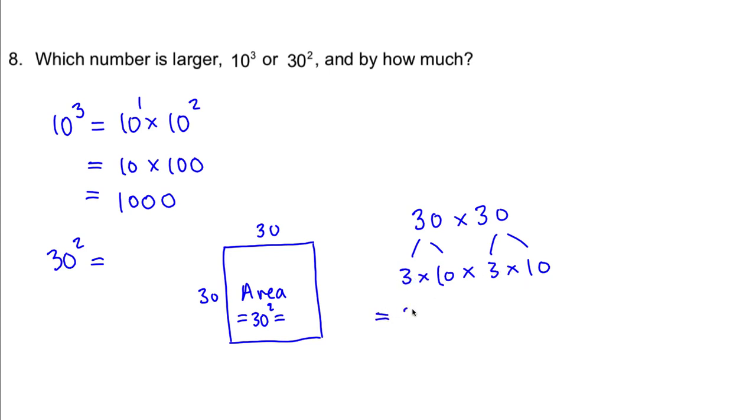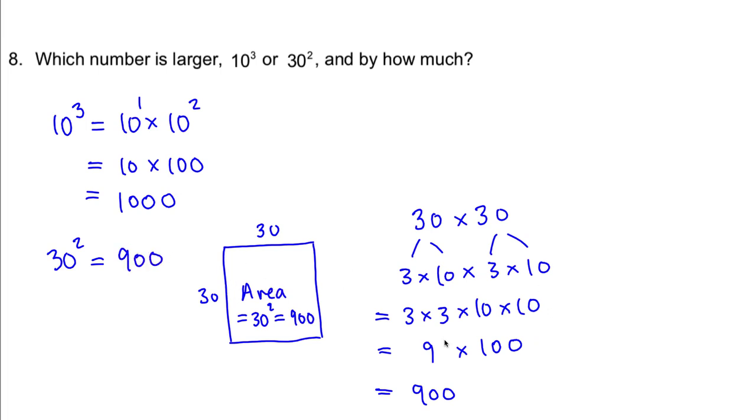I can now group the 3 times 3 together, mostly because I want to group the 10 times 10 last. And 3 times 3 is 9, times 10 times 10 is 100. So 30 times 30 is the same as 9 times 100, which is 900. And so the area of this square, if the lengths are both 30, is 900.